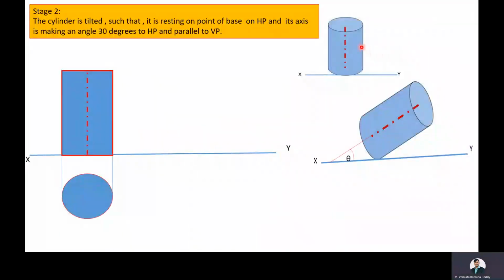That is, in the second stage, we are tilting the cylinder such that the cylinder is going to rest on its point of its base circle on HP, and its axis is inclined to HP and parallel to VP. That means here we are going to redraw the first stage front view into the second stage front view with this given condition. That is, we are going to keep this point on XY line and keep this axis inclined with an angle of 30 degrees to the HP.